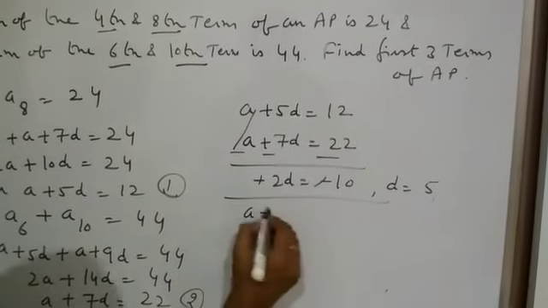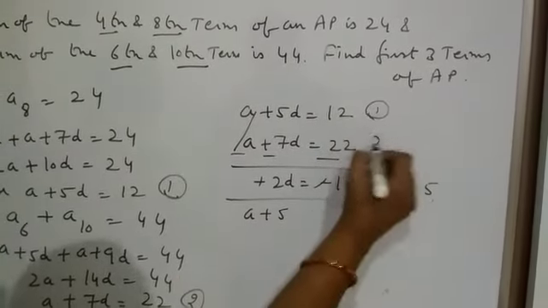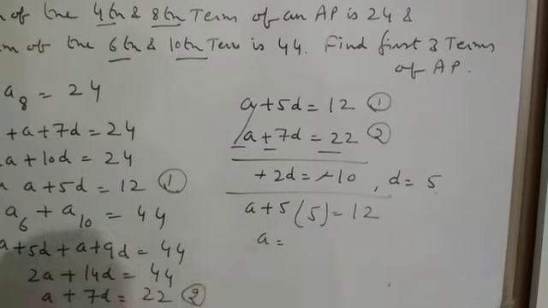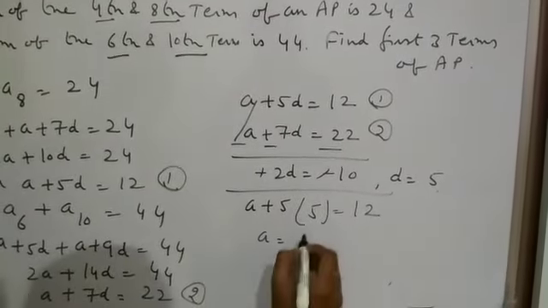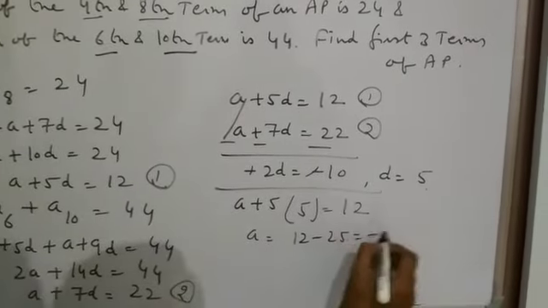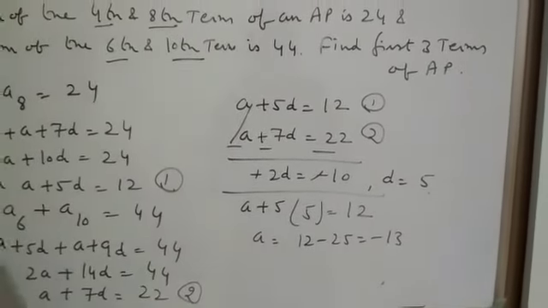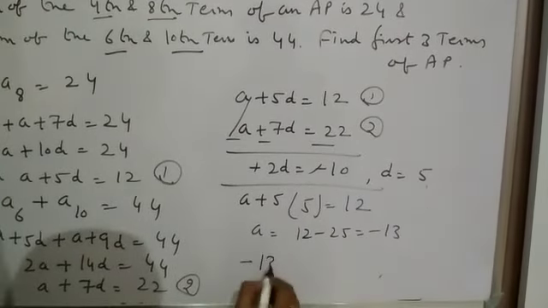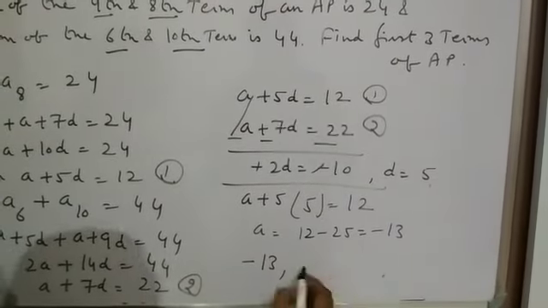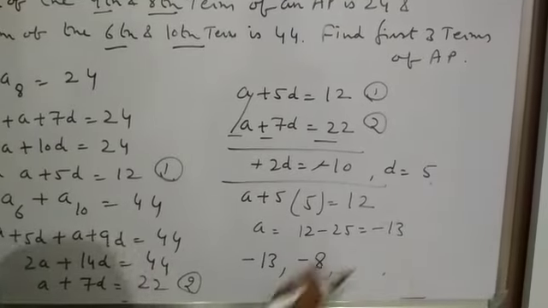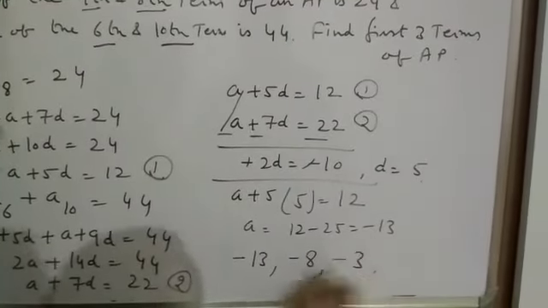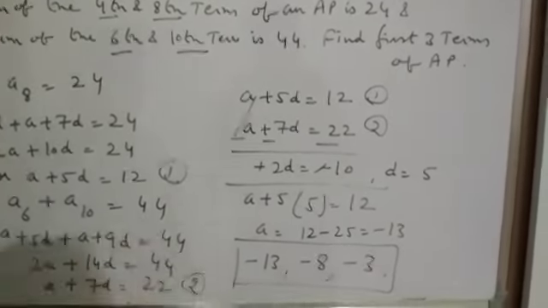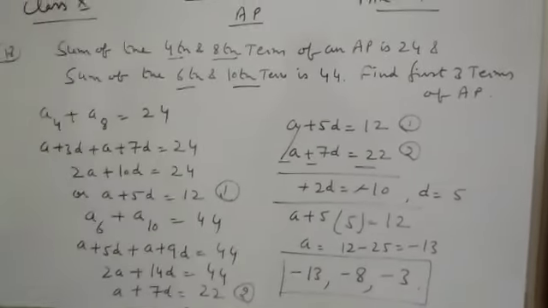When I put d in equation 1, I can find a. a will be 12 minus 25, which is minus 13. Now I have a as well as d. So the first term is minus 13, plus 5 is minus 8, and minus 8 plus 5 is minus 3. In this way we can find the first 3 terms of the AP.